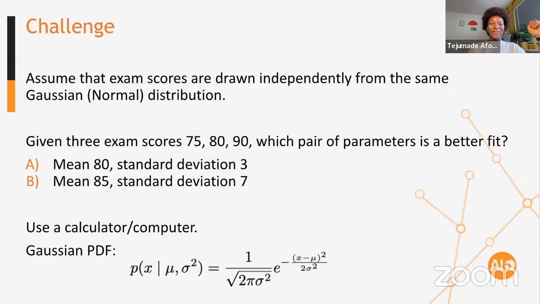Okay, we have 3 responses. Thank you. Keep it coming, guys. You can also just guess. Okay, we have someone that thinks it's A, that is the mean of 80 and standard deviation of 3. Let's keep that thought in our head.